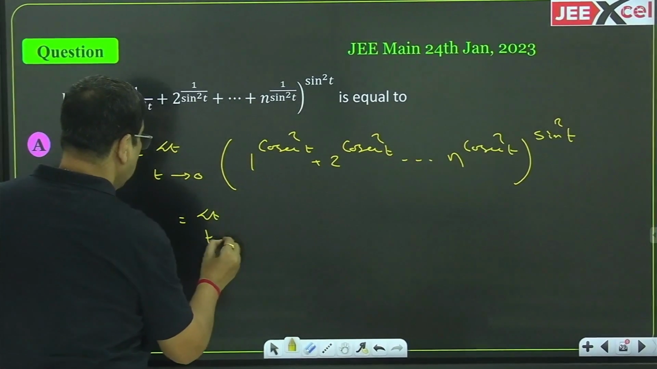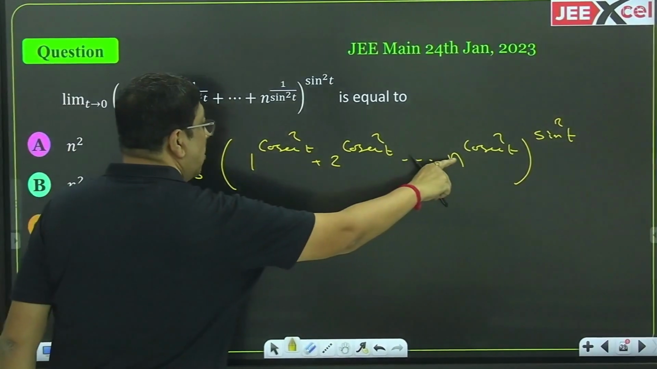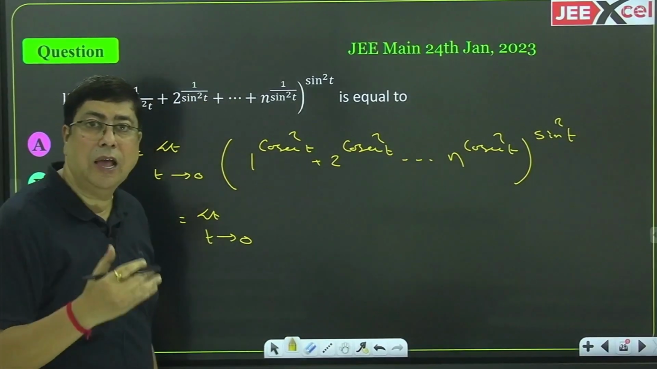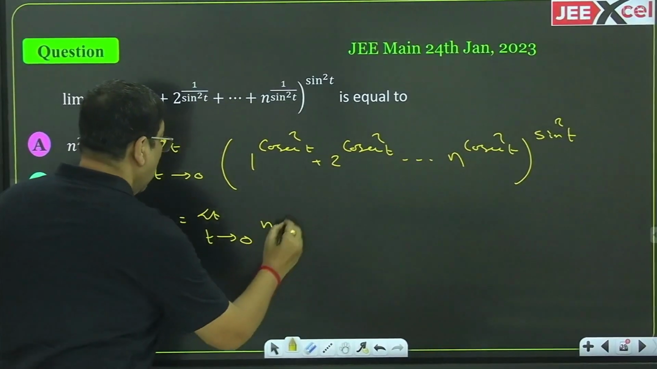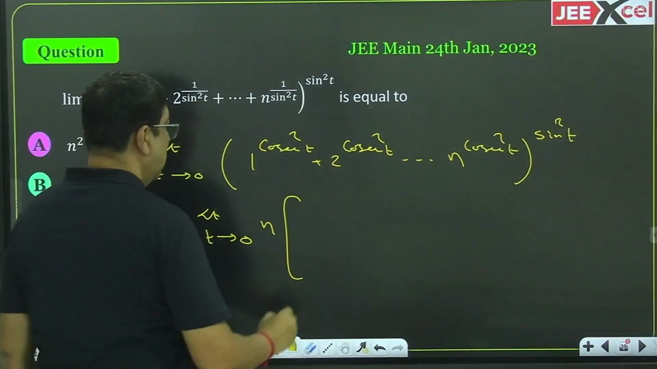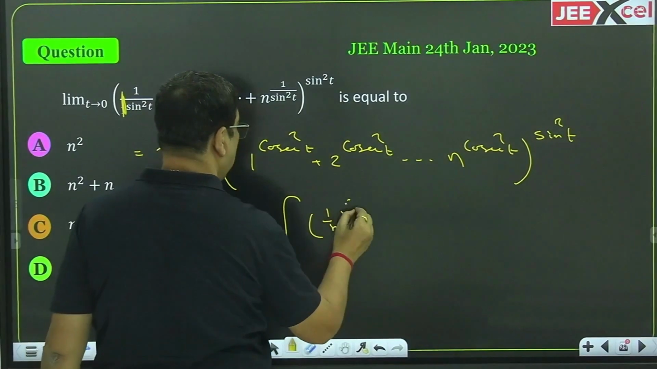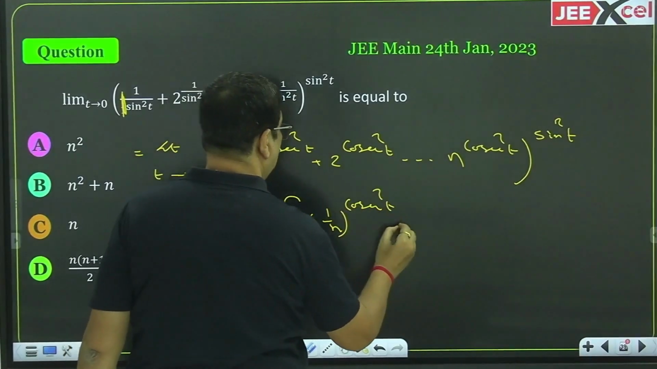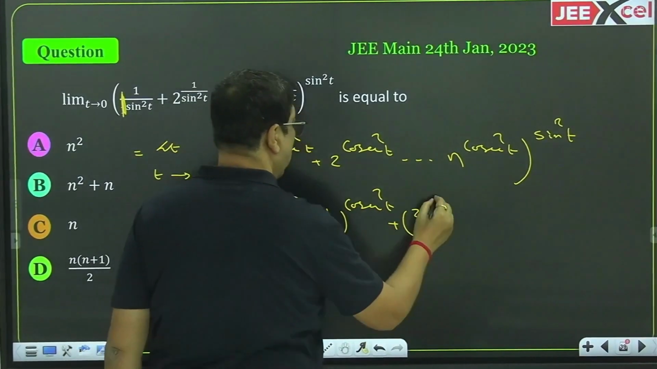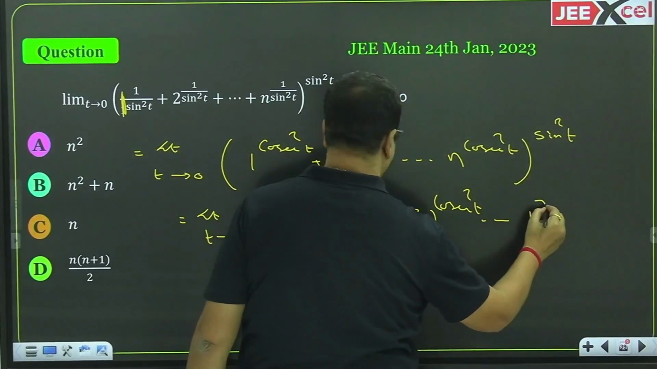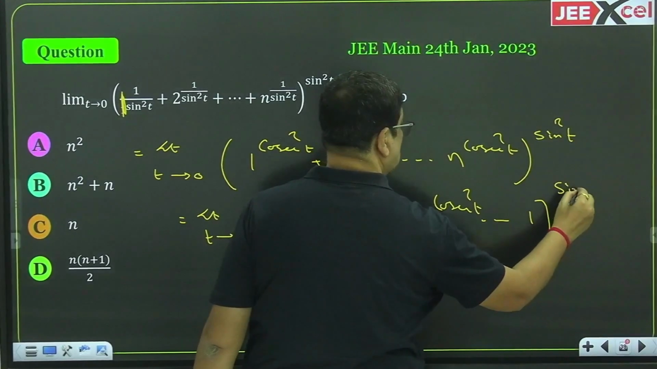Limit t tend to 0. So n to the power cosec square t, if we take common, so sine square and cosec square power is getting cancelled. We are getting n outside. Okay, and finally we are getting what? That is 1 to the power 1 by n whole to the power cosec square t plus 2 by n whole to the power cosec square t dot n by n whole to the power cosec square t whole to the power sine square t.